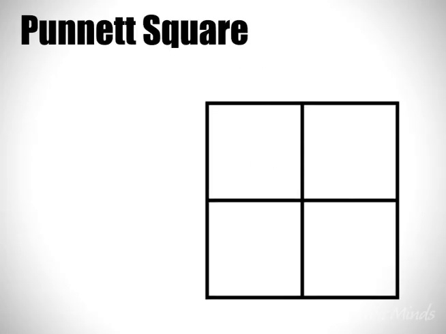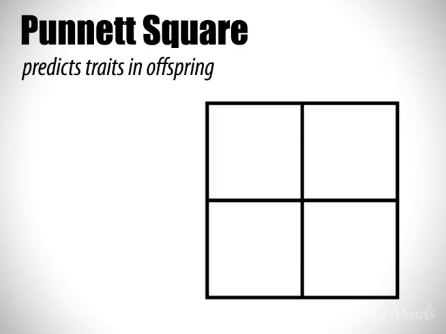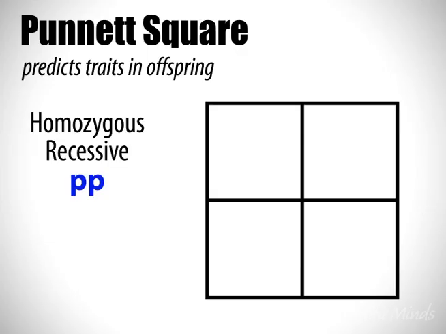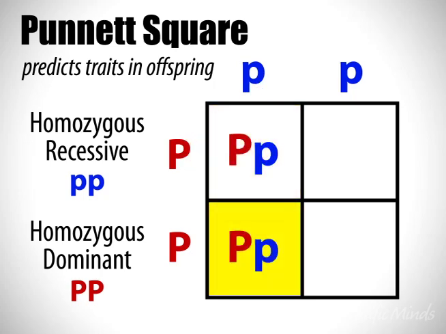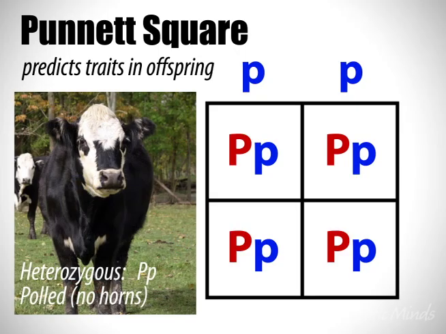We use a Punnett square to predict traits in offspring that result from parent gene combinations. We know that the female is homozygous recessive, so we can put in her genes. Let's see what offspring we can predict when the female is mated to a homozygous dominant male. The offspring produced by these, the combination of homozygous dominant and homozygous recessive, would all have a heterozygous genotype, and their phenotype would be polled.